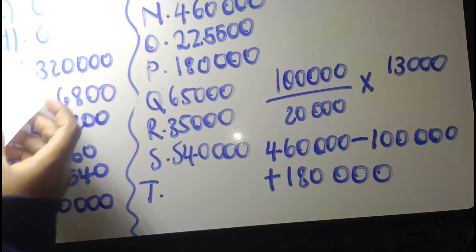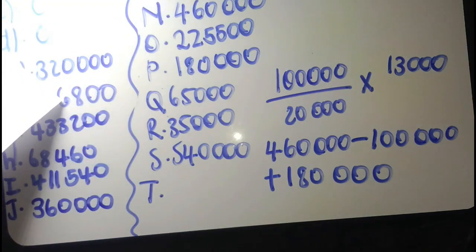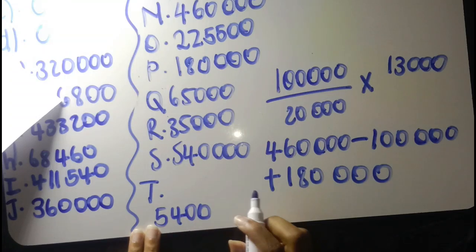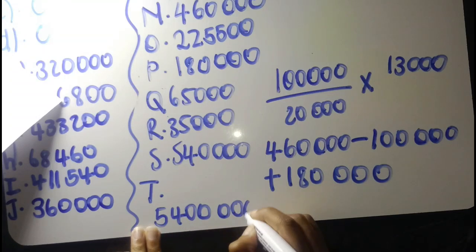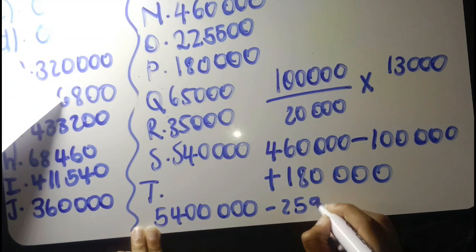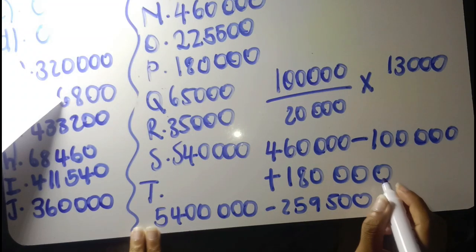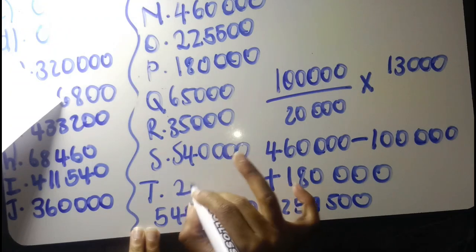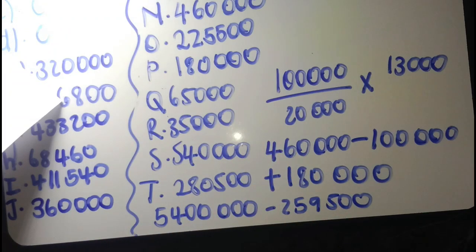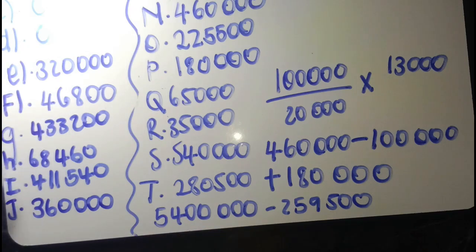So your T, they're asking for the carrying amount. So you're gonna say 540,000 minus 259,500. And that should give you 280,500. So yeah, now we're done with the full PPE.